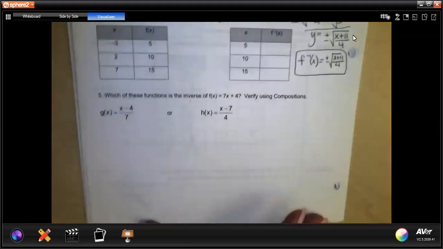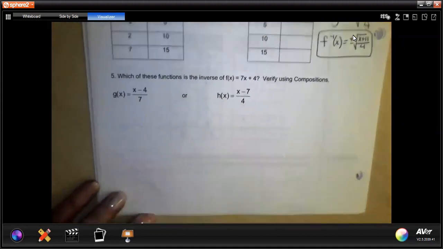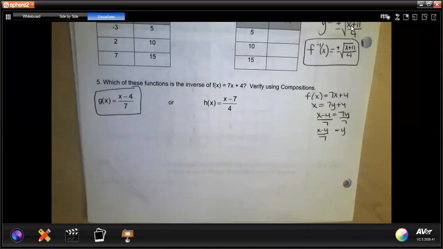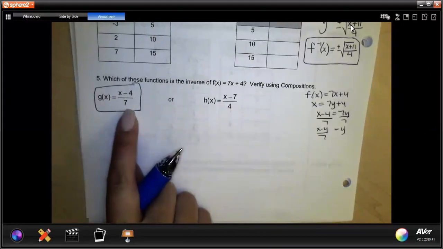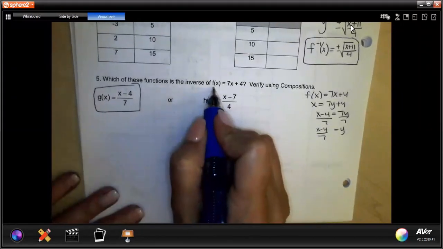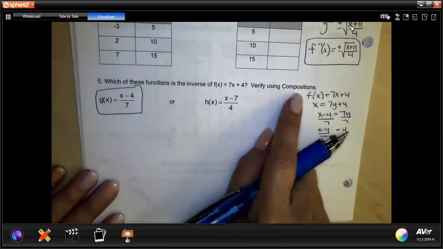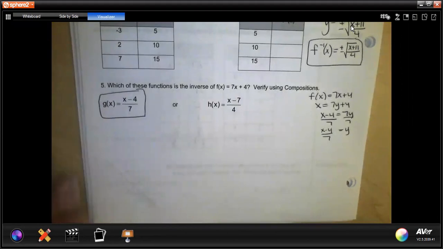All right, we're going to skip down here to this bottom part where it says to verify using composition. So one of these is the inverse. I'll go ahead and tell you which one it is, and then we'll do the verification so you can see the compositions. g of x is our inverse. So g of x and f of x are inverses of each other. In order to verify using compositions, we said it needs to be equal to x when we do the composition of the function and its inverse.